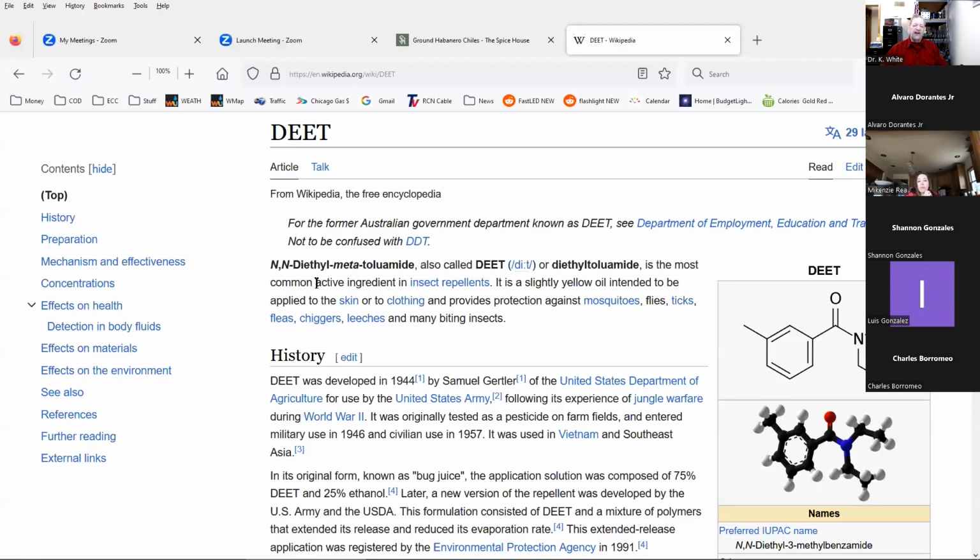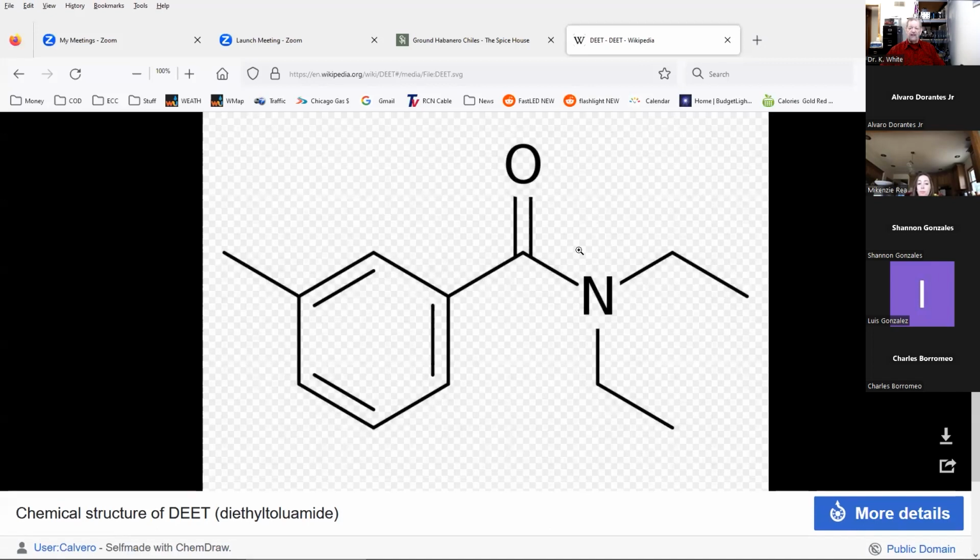DEET is short for N,N-diethyl-meta-toluamide. And here's the line method. It's the same molecule we just made. This is the active ingredient in mosquito repellent. They don't like the smell of it. Why? I have no idea. That's not an area of my expertise. But here's another way of writing the line method: two ethyls, the same benzene ring with a methyl. The carbonyl is meta, 1,3, to the methyl group.